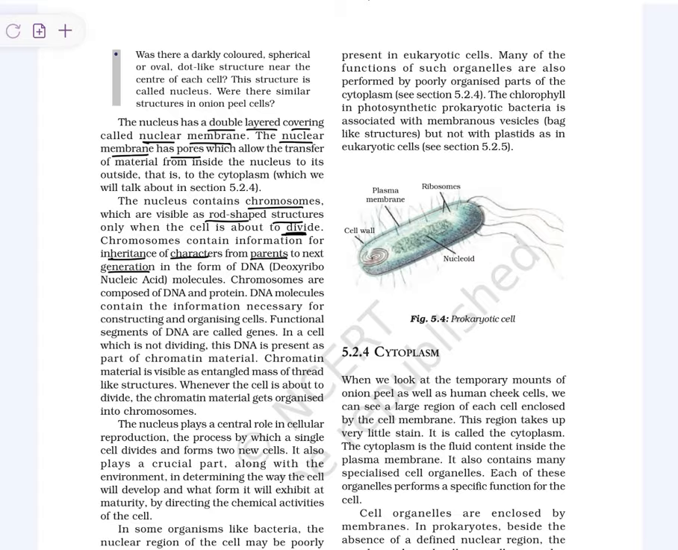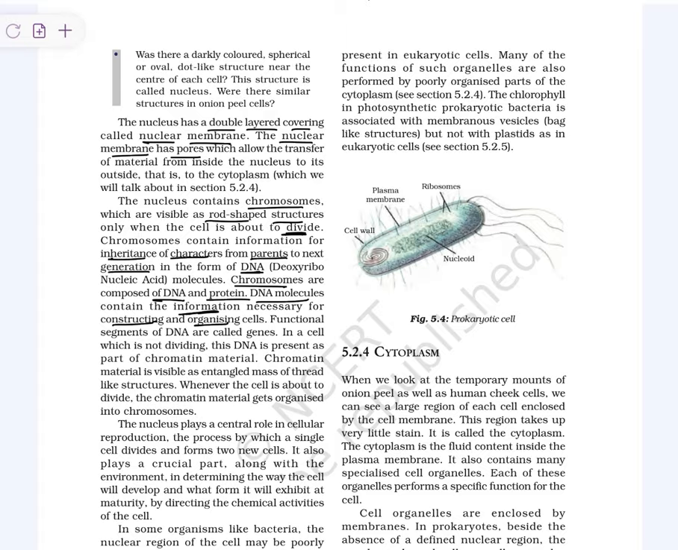And chromosome contain this information in the form of DNA molecules. So chromosomes are actually composed of DNA and protein. And DNA molecules are specifically the molecules which contain information necessary for constructing and organizing cells. Means they contain information which is required by the cell to function, to grow and to divide properly.